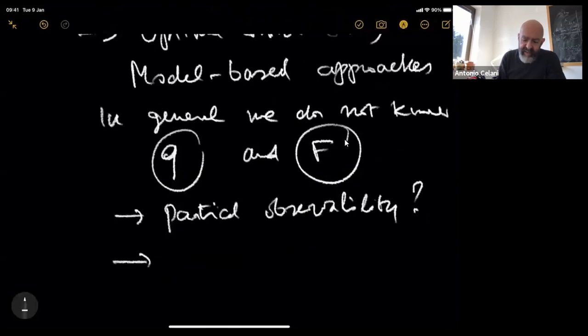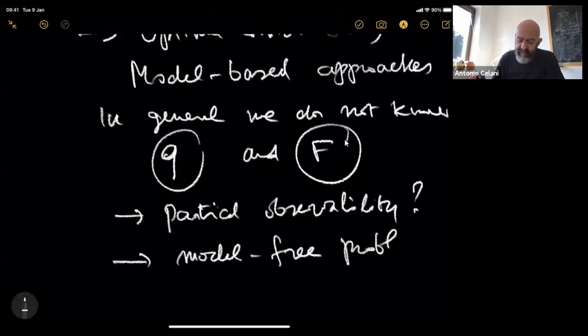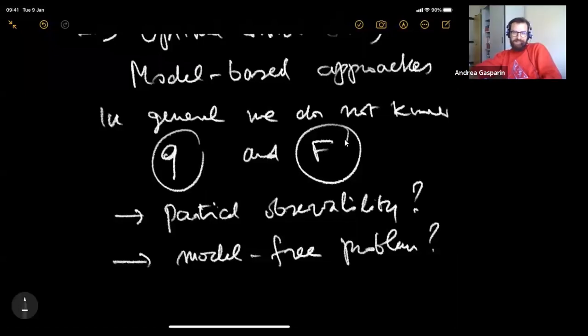And can we address model-free problems? So can we control the cart without exactly knowing what all the degrees of freedom of the cart are, and without exactly knowing what the equations of motion for this are? So what is your guess? Can we do that? Yes, I guess. Yes, of course.